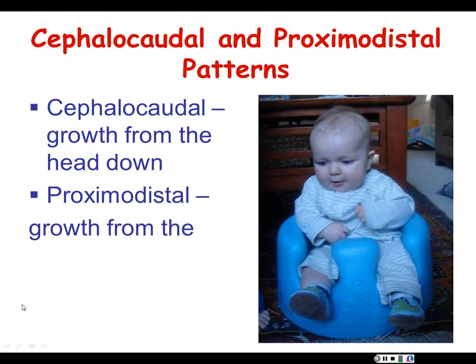Proximodistal growth is growth from the center out. So the first 2 years of life, the head is really big, and they grow from the head down. And that kind of continues through childhood.